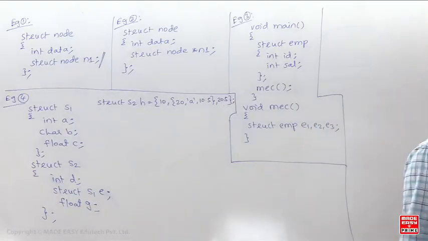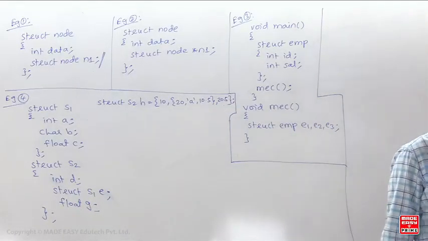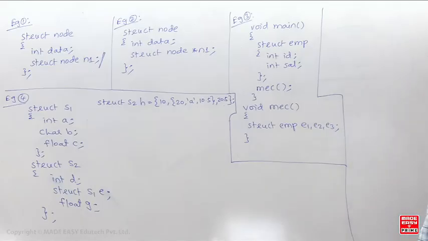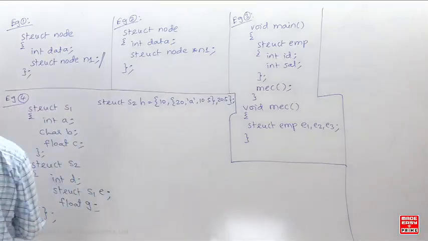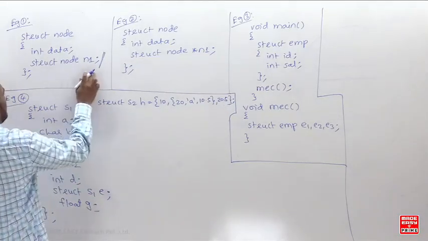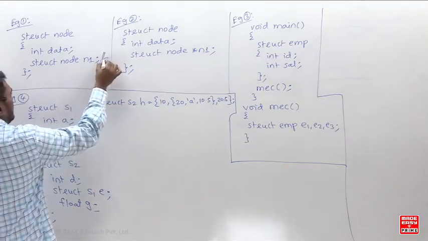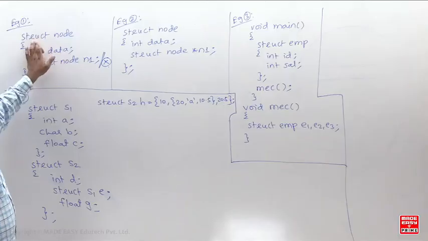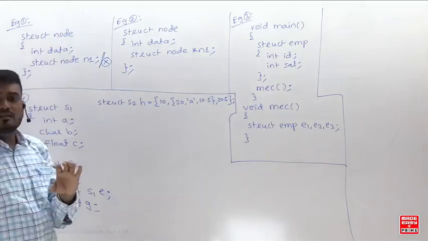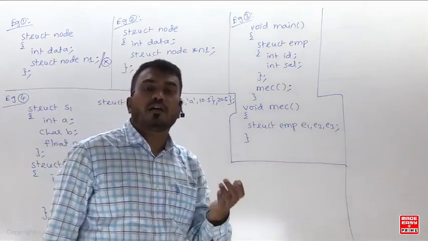Just use common sense, only common sense is required. Somebody is saying it's allowed, somebody is saying not allowed. Remember, this is strictly not allowed. Why? What is the meaning of this structure node? You are creating a user defined data type.